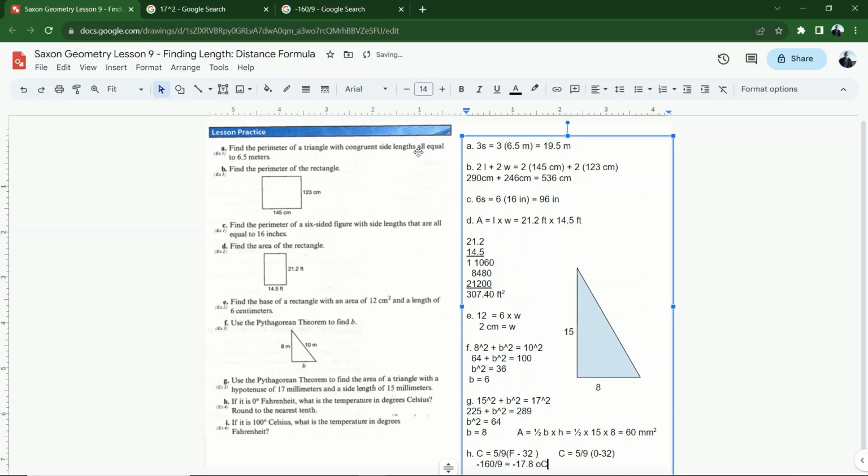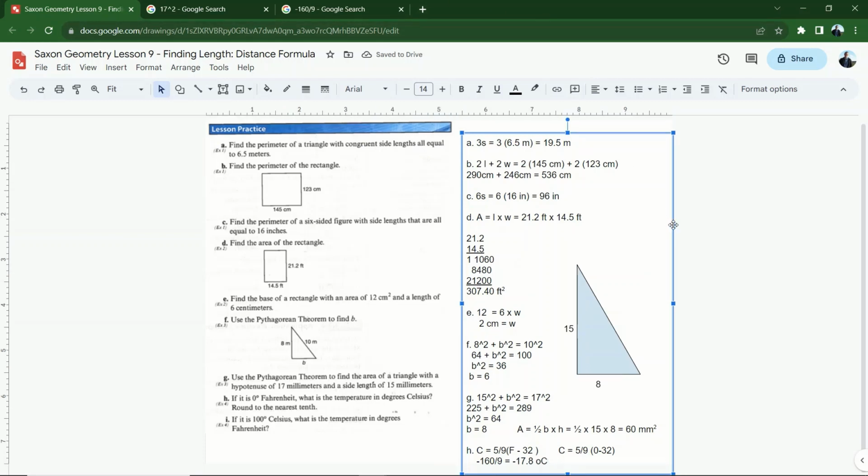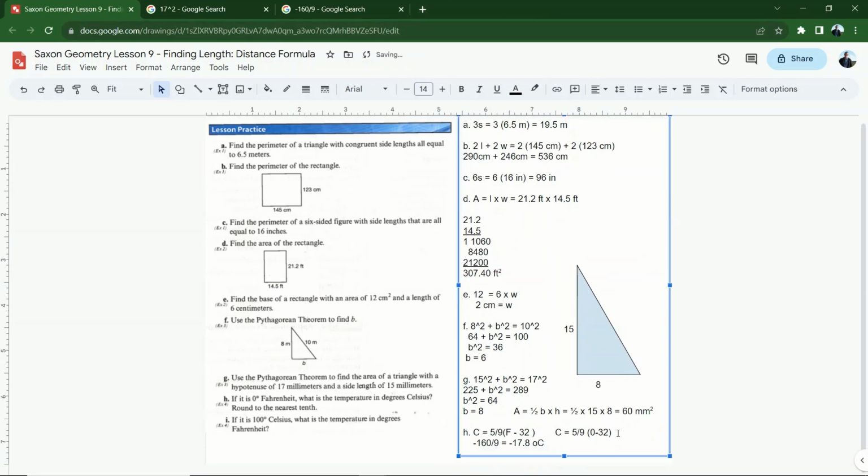Celsius. Okay? And then the last one, letter I. There are a lot of these this time. Let me just move all of this up. And we'll put a letter I down here. Now, I'm just going to use the same formula, but I'm going to plug in Celsius instead. So I know it's 100 degrees Celsius equals 5/9 times the Fahrenheit temperature minus 32.